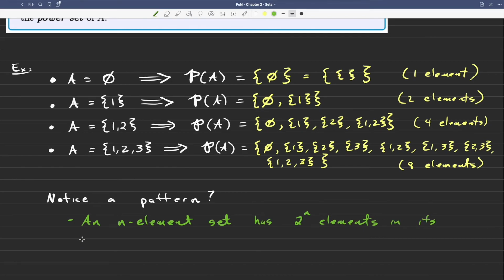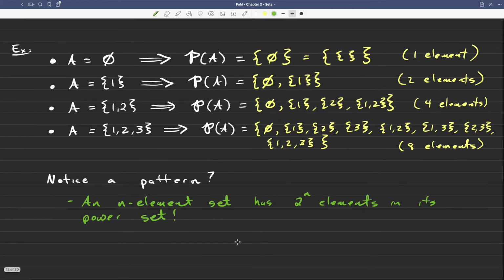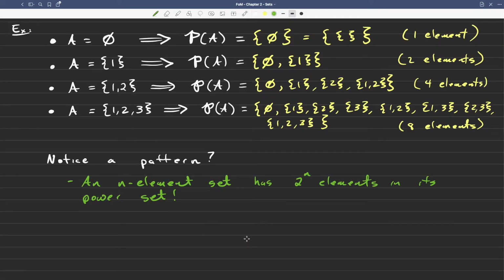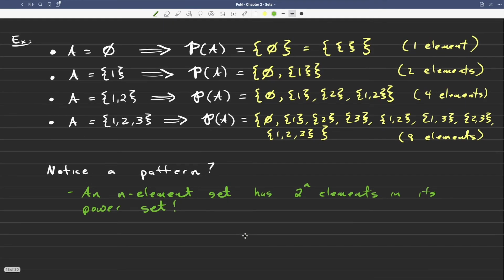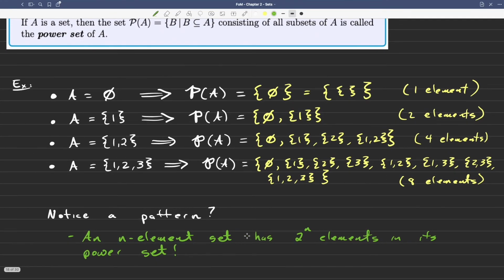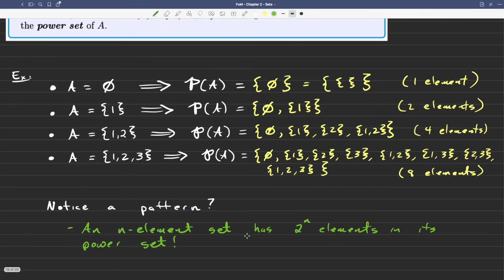So 2 to the n elements in its power set. I state this without proof. I think to prove it, we would need a process called mathematical induction, which we're not going to learn for a while, but we will learn it. So this is something we could prove by the end of the course, but not right at this moment. In any event, you can see why it's called a power set now, because it's making reference to the number of elements as a power of 2.